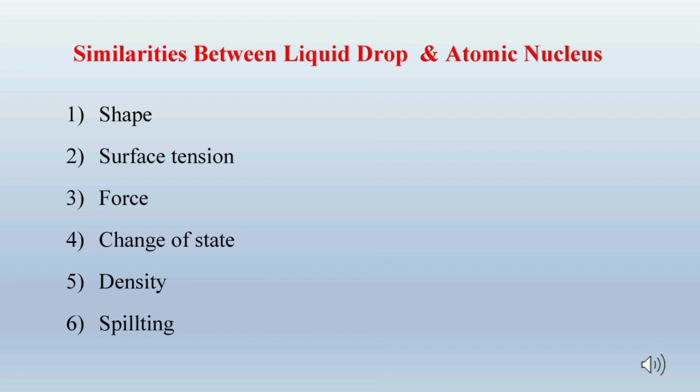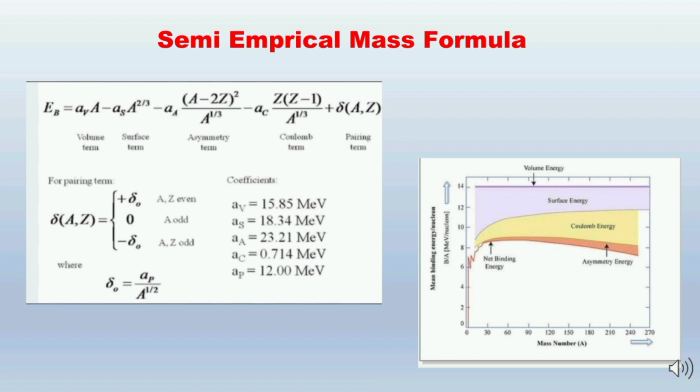The final similarity is about splitting. When a small drop of liquid is allowed to oscillate, it breaks up into two smaller drops of equal size. The process of nuclear fission is similar, and the nucleus breaks up into two smaller nuclei. The liquid drop model can be used to get an expression for the binding energy of the nucleus.